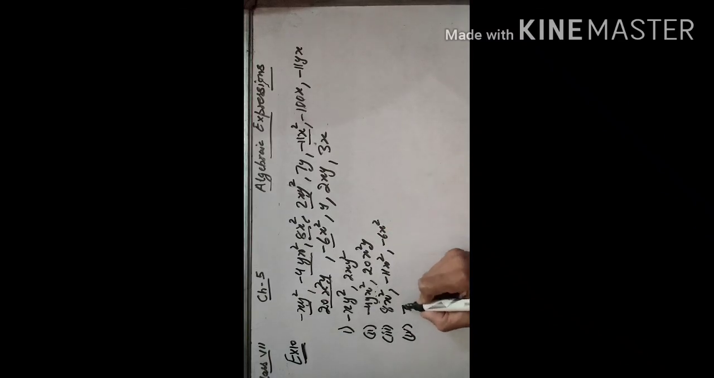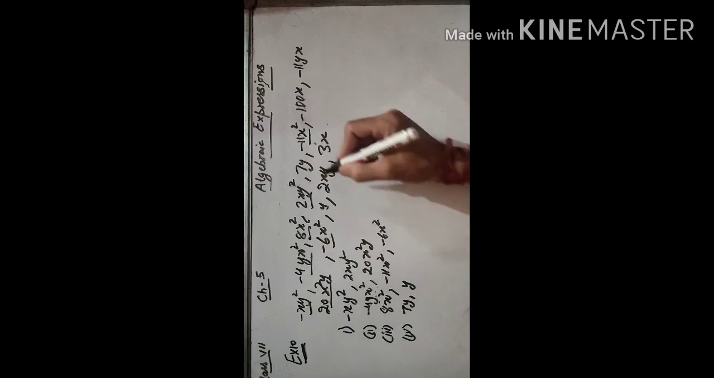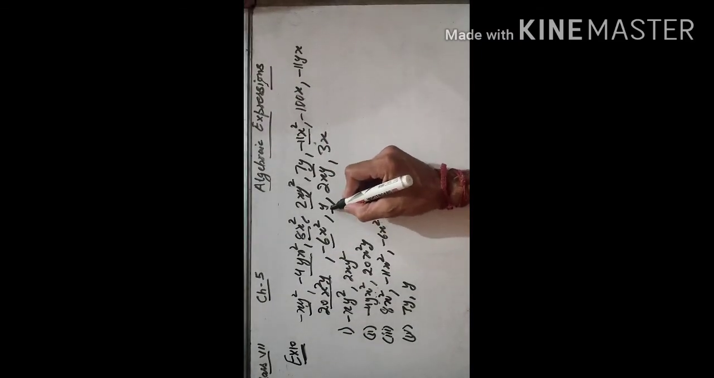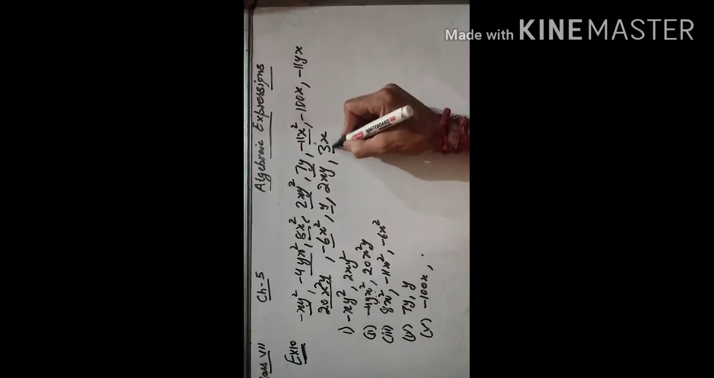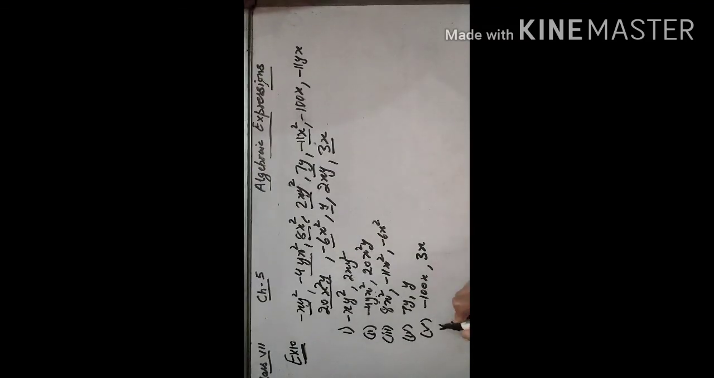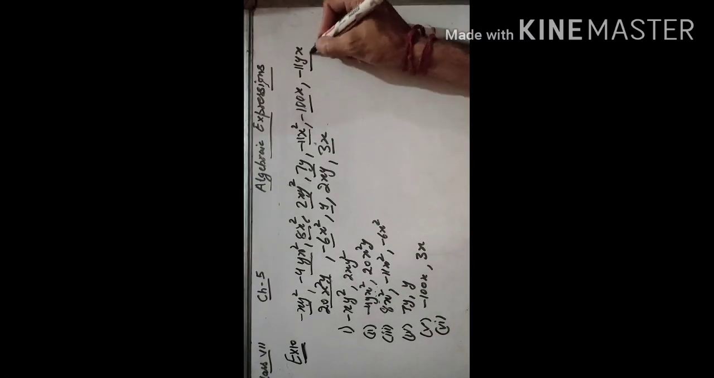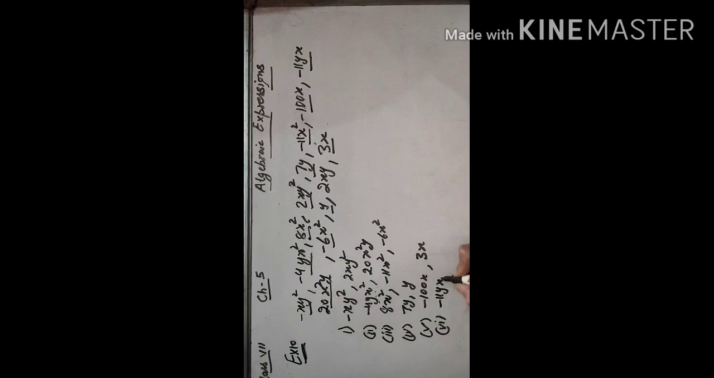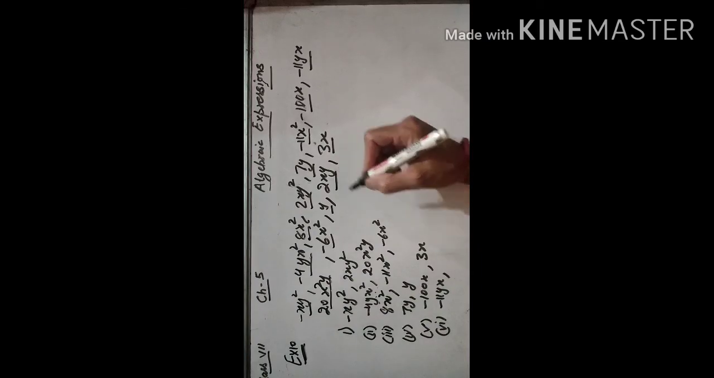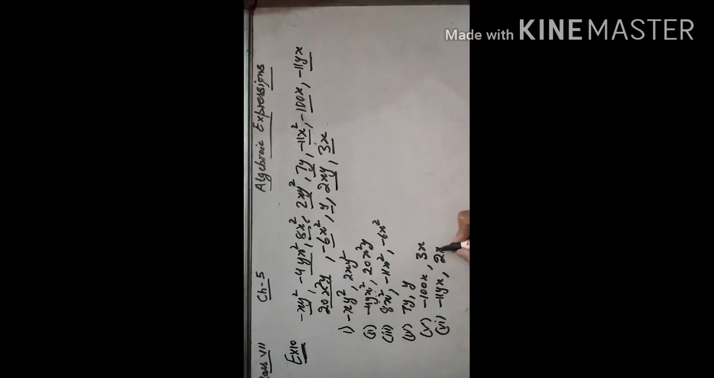Fourth set is 7y and minus y. Then minus 100x. Fifth is minus 100x and minus 3x. Then minus 11yx and 2xy. xy and yx are one and the same thing.